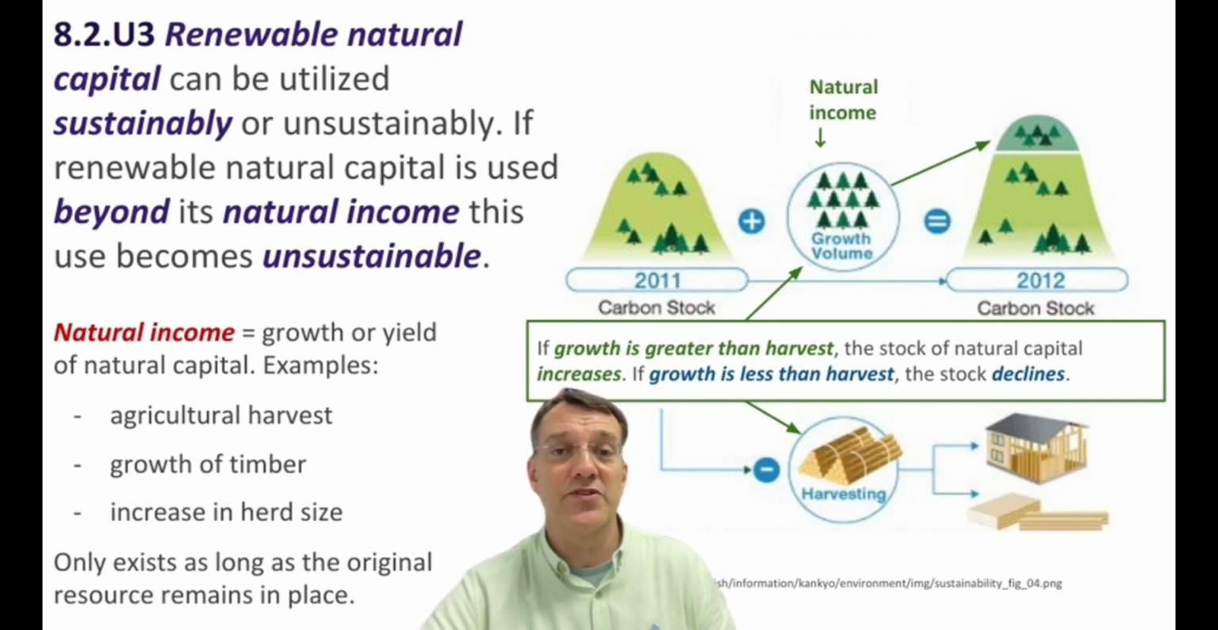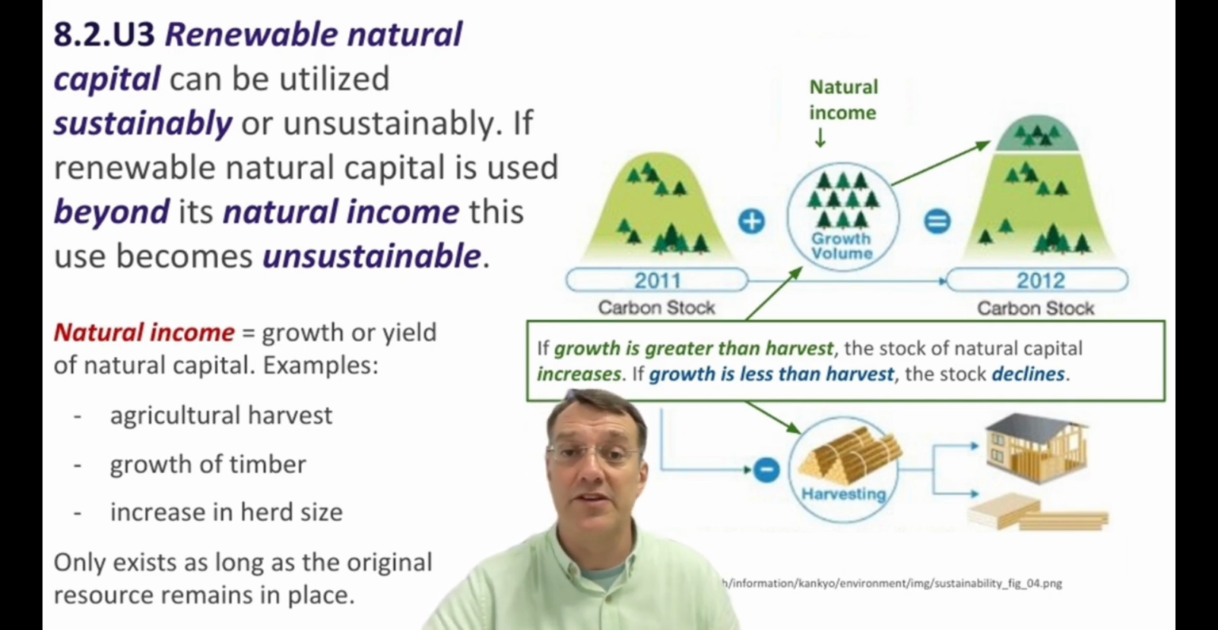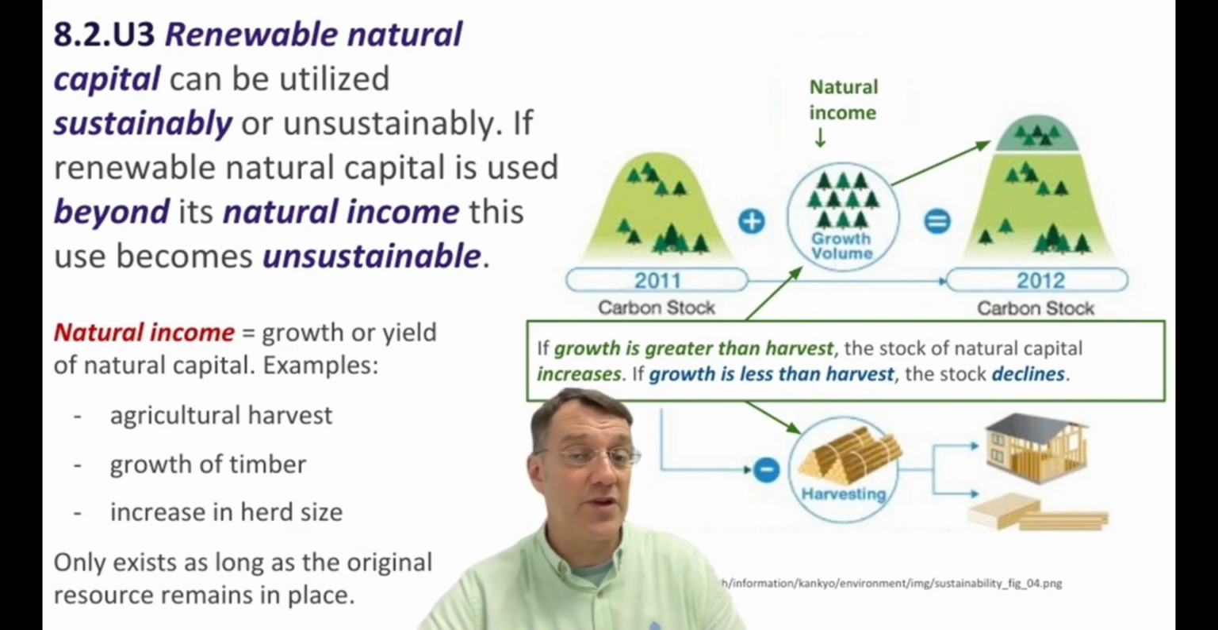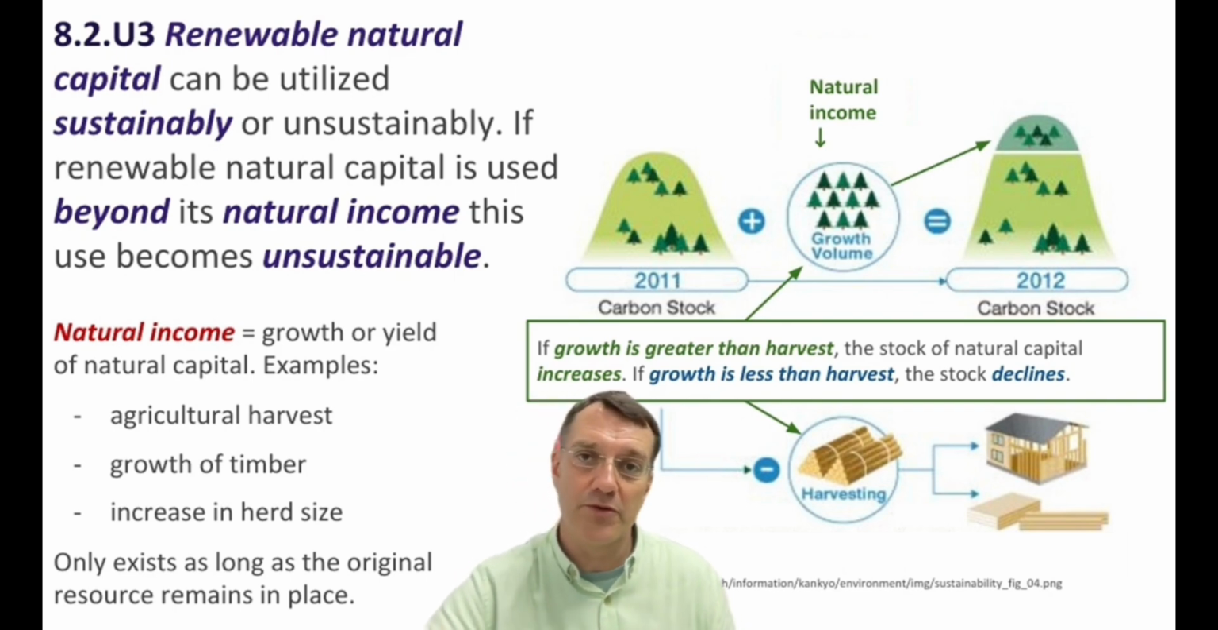With natural resources, if growth exceeds the harvest, then stocks will increase. But if the harvest exceeds the growth, stocks will go down. Sustainable use means using only what regrows, like cutting trees at the same rate that they regenerate or catching fish at the same rate that they reproduce.